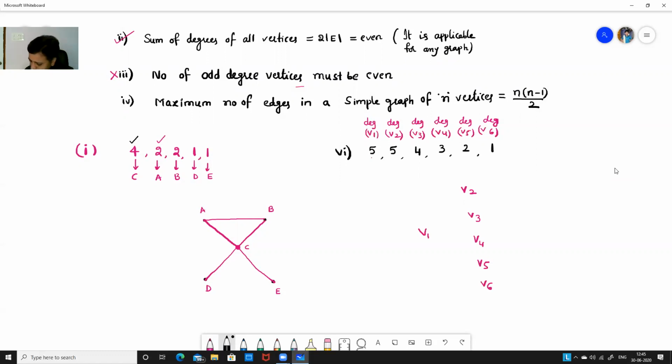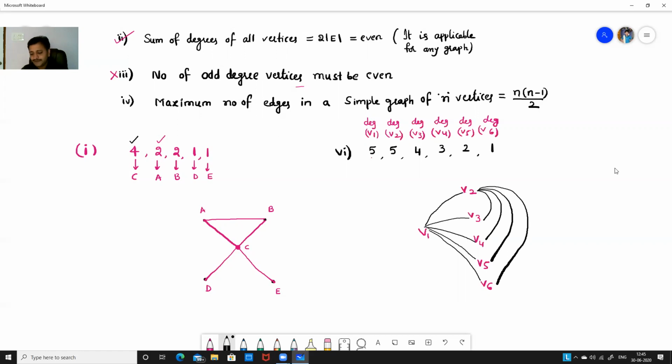If V1 is connected to all the remaining vertices, then only I can say degree of V1 is equal to 5. Similarly, degree of V2 is also 5, which means V2 is also connected to all the remaining vertices. So clearly V2 is connected to V1, and also connected to V3, V4, V5, and V6. That is the meaning of degree of V2 equal to 5.